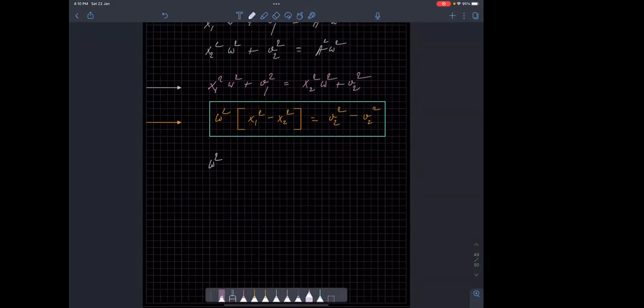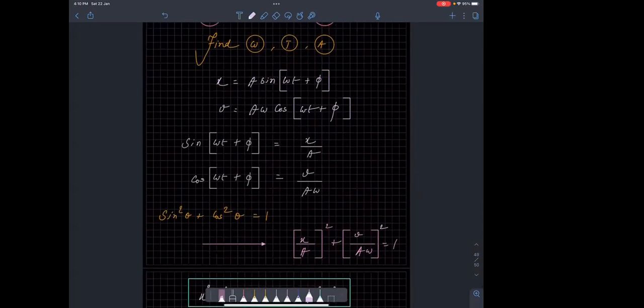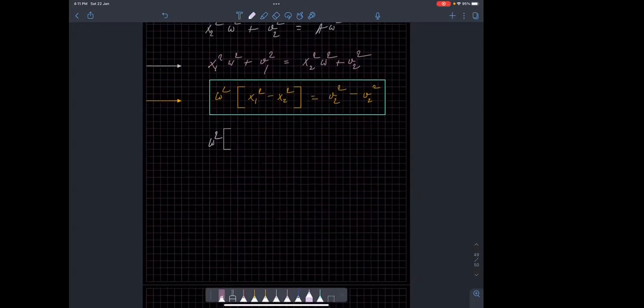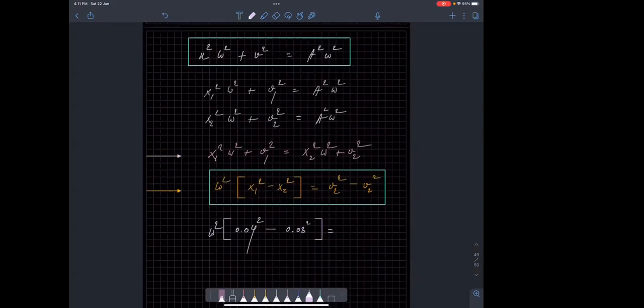Omega square, we have to find this. x1 is given as 3 centimeters, x2 is 4. Sorry, no, x1 is 4, x2 is 3. 4 centimeters. So I'll take SI units. So it is 0.04 square minus 0.03 square. Clear? Equals v2 square minus v1 square.